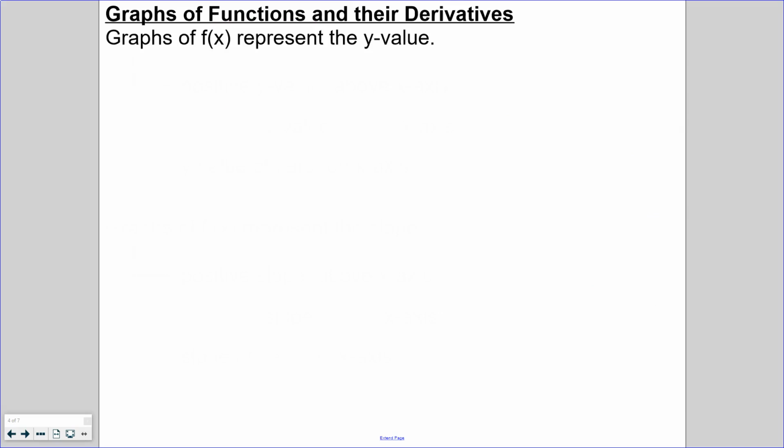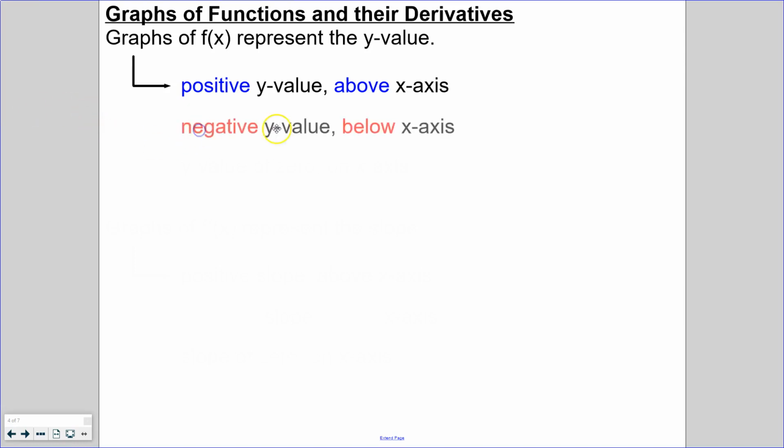All right, next up, we're going to start sketching some graphs of these things. So I just wanted to quickly review what certain components of graphs represent. For example, in the graph of f of x, a positive y value means that the graph is above the x-axis, which makes sense. A negative y value means that our graph is below the x-axis. And a y value that's 0, aka an x-intercept, will be on the x-axis.